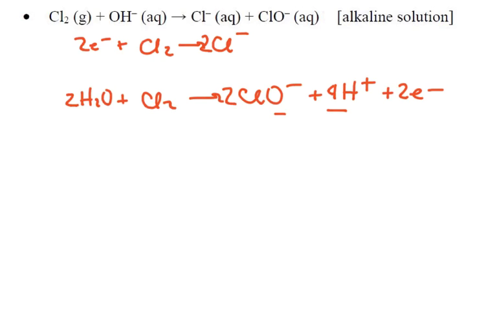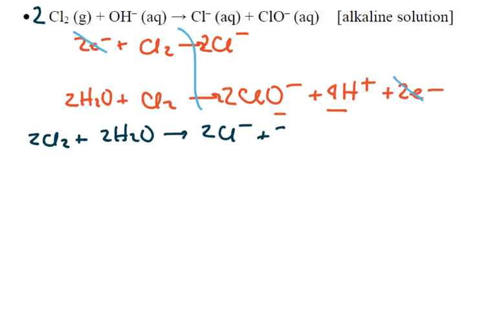So now I put them together. Okay, I have 2 electrons, so that cancels. And that's the only thing that cancels out. Everything else is just going to add up. So what do I have? I have 2 chlorines and 2 H2Os turns into 2 Cl minuses, 2 hypochlorites, and 4 hydrogen ions.